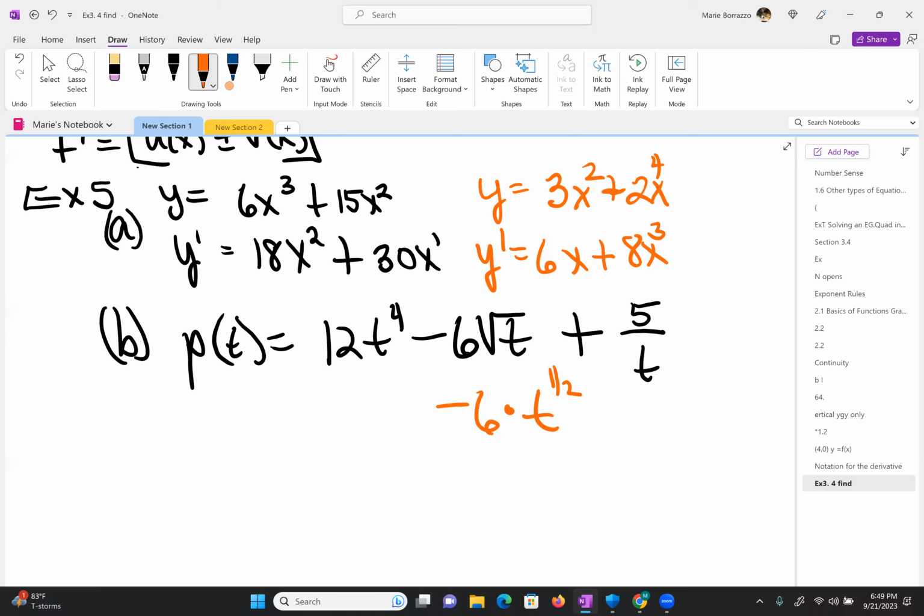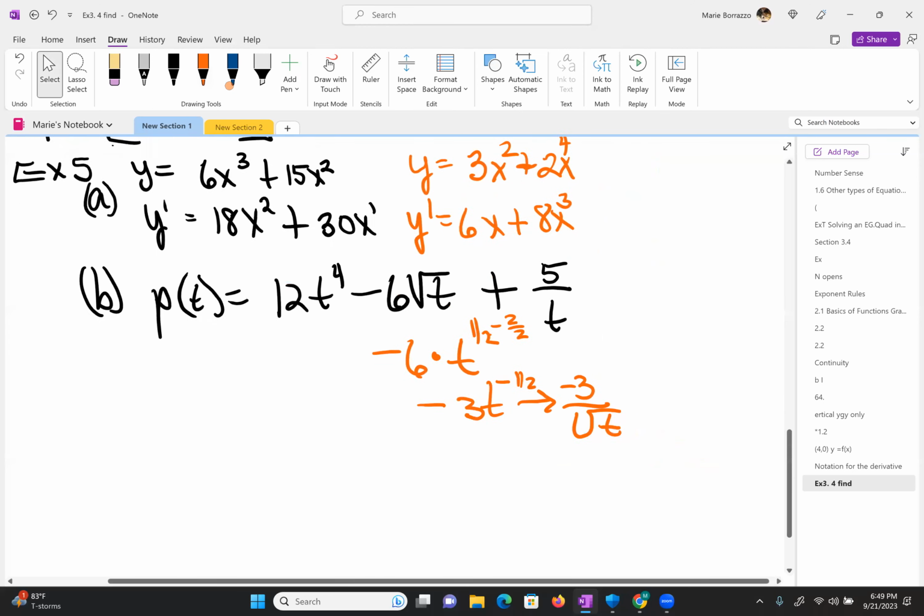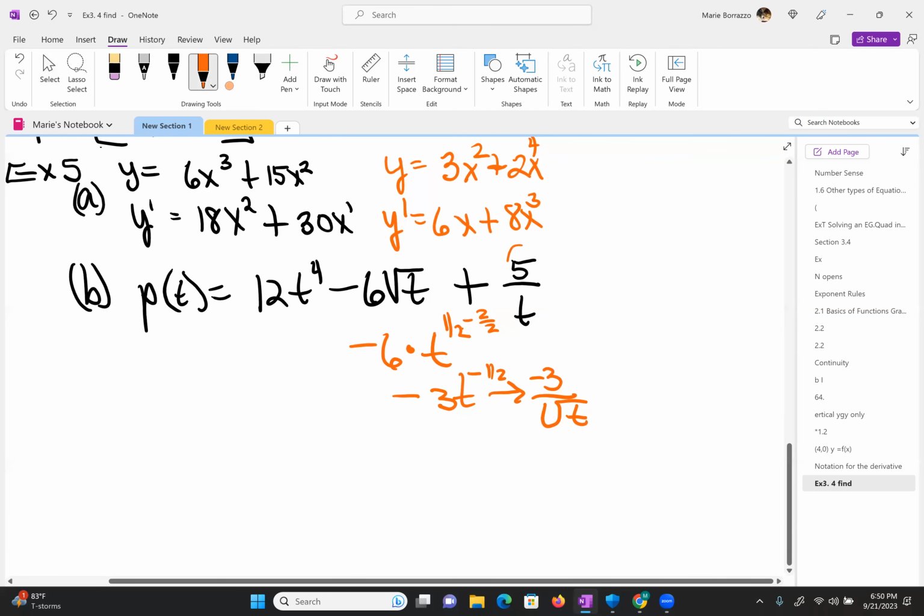Yes. What is 1/2 times -6? -3. Take away 1, so I'm taking away the -2 over 2, which gives me t to the -1/2. So I re-express it as -3 over square root of t, or t to the positive 1/2. Make sense? Yeah. All right.